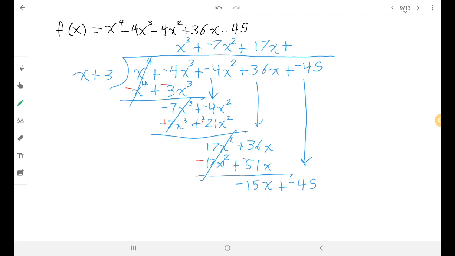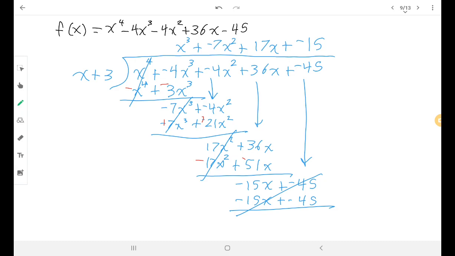Now I need to make negative 15x. Well, negative 15 times x will give me negative 15x. Negative 15 times x is negative 15x, plus negative 15 times 3 is negative 45, and those cancel, so I get a remainder of 0, so that means x plus 3 works. That's nice. And I've got the new polynomial to divide by x minus 3.